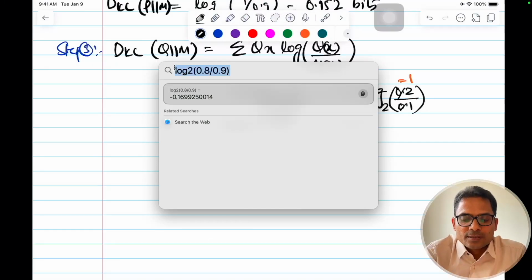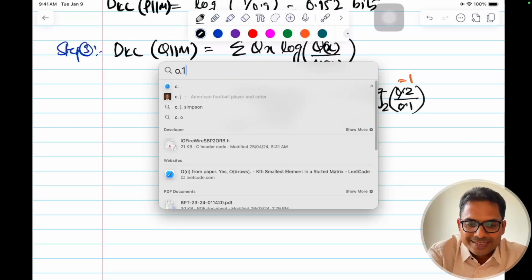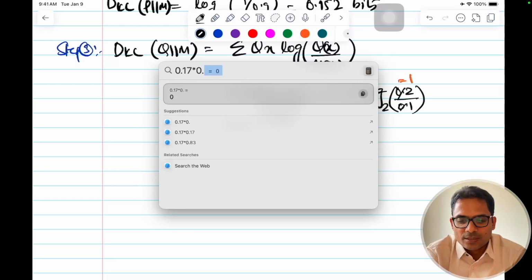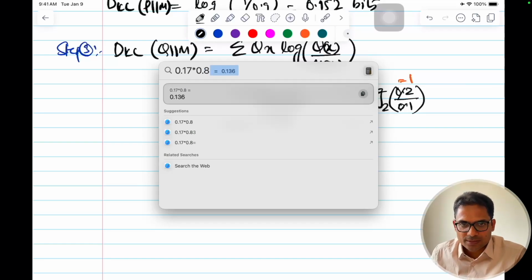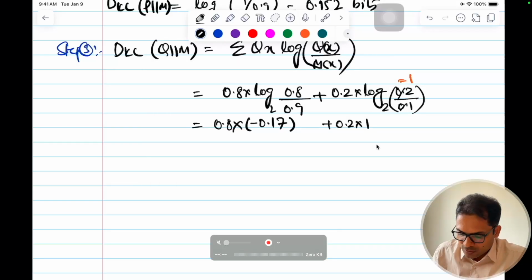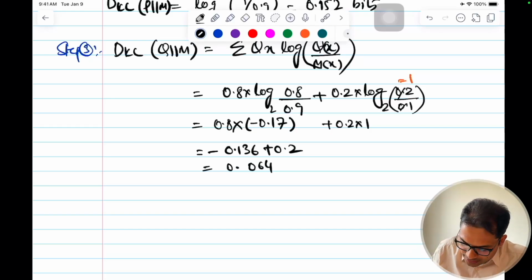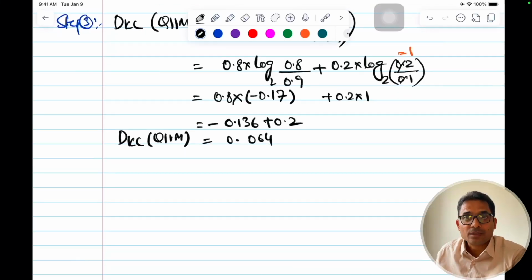And now I will do it as 0.17 into 0.8. So it becomes 0.136. So this is equal to minus 0.136 plus 0.2. This will be equal to 0.064. Okay, so DKL of Q and M is equal to 0.064.